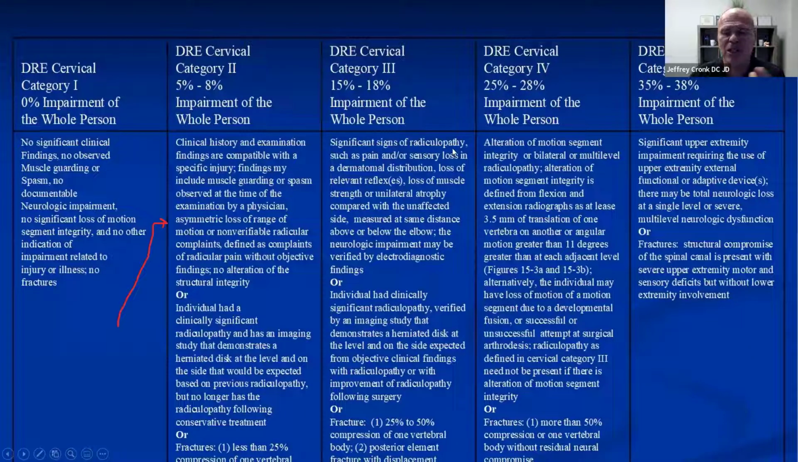I just have this 5th edition. This is called the DRE categories. If I have 3.5 millimeters or greater of translation in the cervical spine, or a difference of 11 degrees of angular finding or more from the level above or below, I have alteration of motion segment integrity, and it falls into this category.